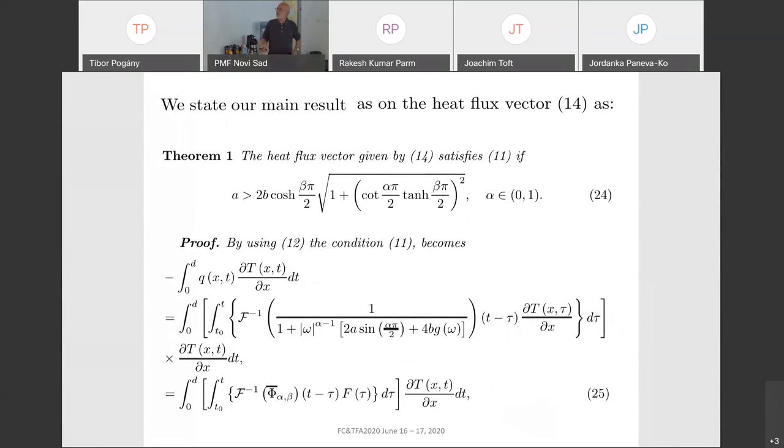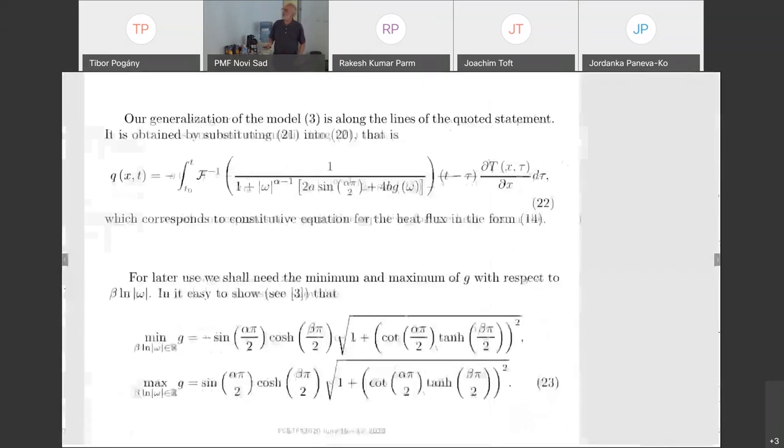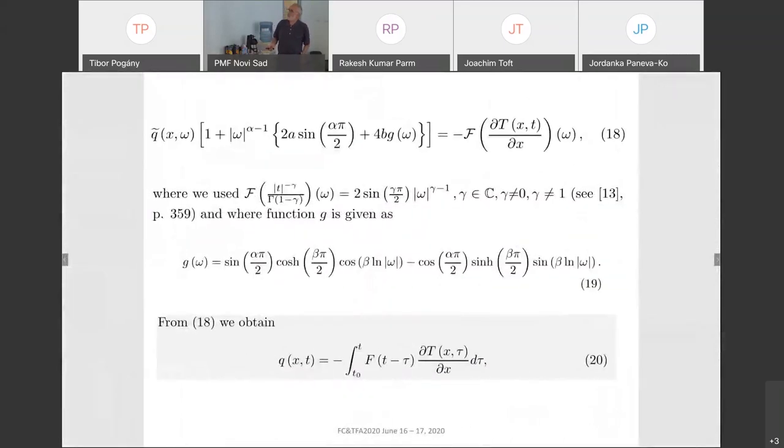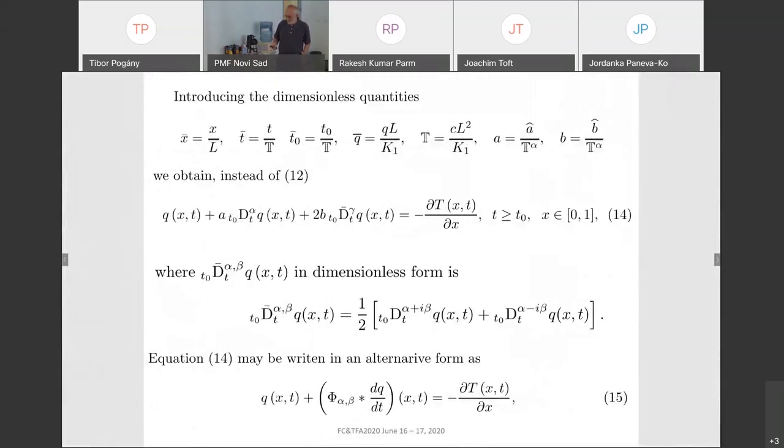The heat flux vector given by 14 satisfies the second law of thermodynamics if the coefficients satisfy the condition 24. That is our main result. So it's a non-trivial relation between the coefficients, the real part of the fractional derivative order and the imaginary part, and the constants A and B in the constitutive equation. This must be satisfied in order that the flux vector in the form proposed here satisfies the second law. That's our major central result.